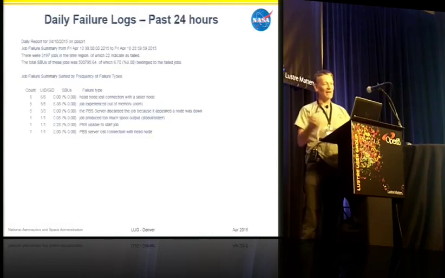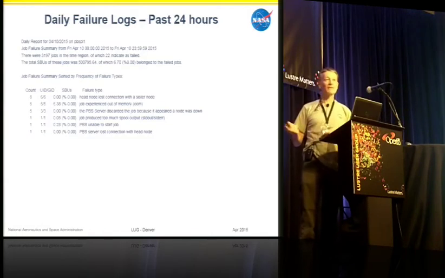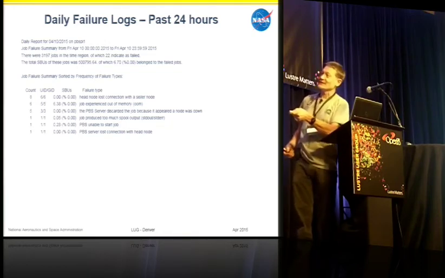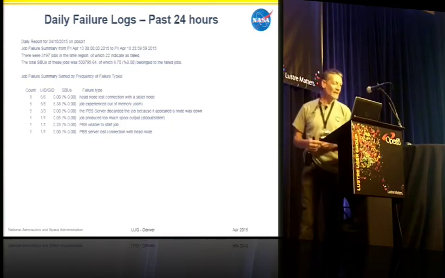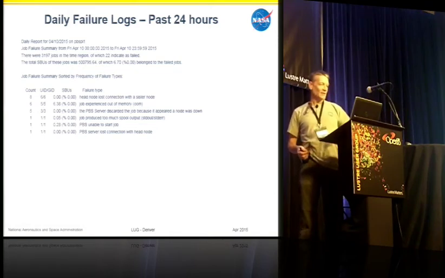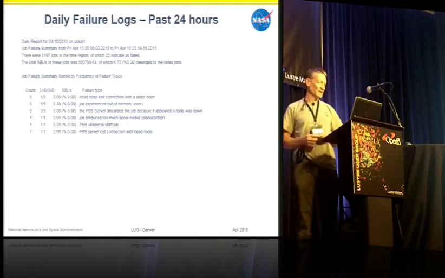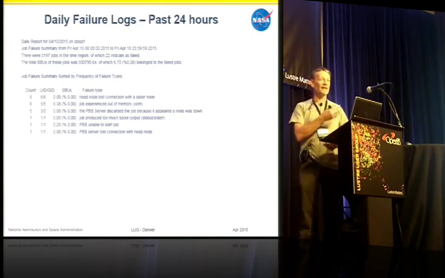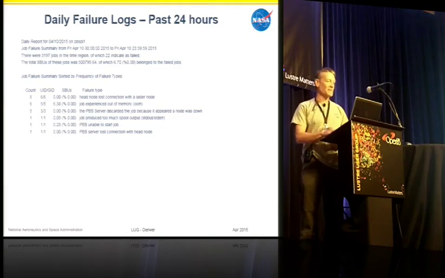And so I get an email every day that says what failed, and by percentage, right? So those are over here. Some of these are jobs that experienced an out of memory condition. So that's really not something that we could control, but there can be some other things in here that indicate that something's unhealthy in the system.